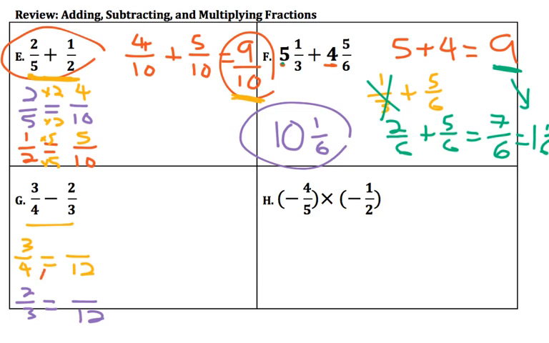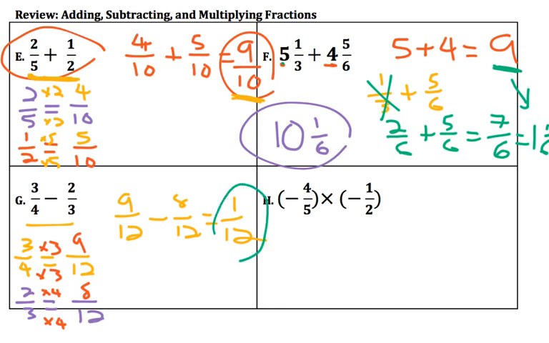I notice that I can multiply by 3, so I get 9/12. I notice that I can multiply this by 4, so I get 8/12. Adding these two together, or no, not adding, we're subtracting. So 9/12 minus 8/12 equals 1/12. And that would be your answer.